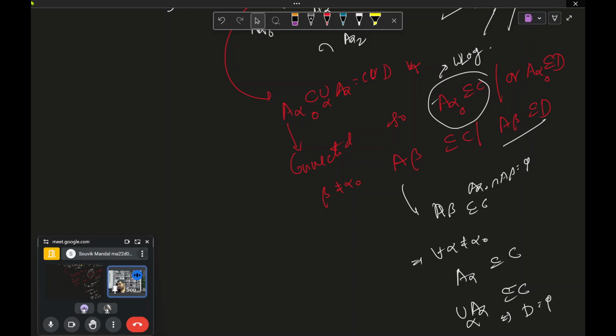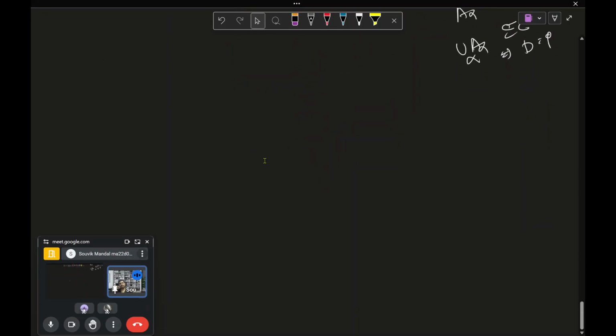Okay. So this means what? A union of an arbitrary collection of connected sets having a common point is connected.